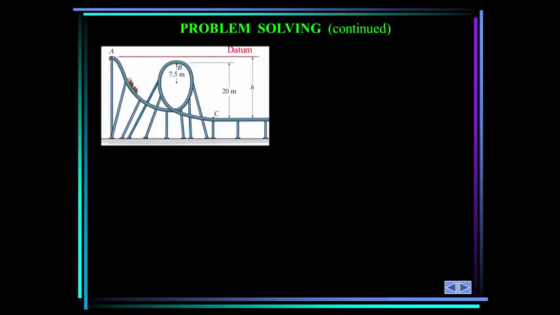So my conservation of energy equation would be kinetic energy at A plus potential energy at A is equal to kinetic energy at B plus potential energy at B. So we'll do these in order. The kinetic energy at A is 1/2 mv squared, so 1/2 times the mass, which is 800, times the velocity at A squared, which is 0.